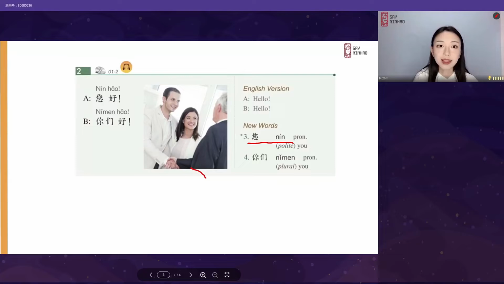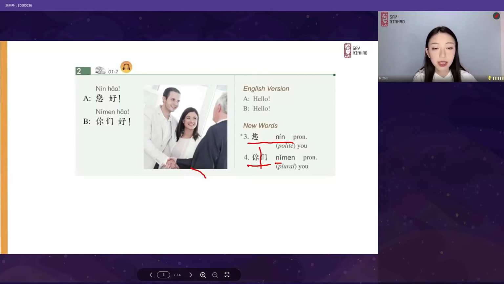So this one, 您, is always used when you are talking to a person you respect or someone older than you, much older than you. Then you can use 您. It is better than 你. Okay, this is 您.